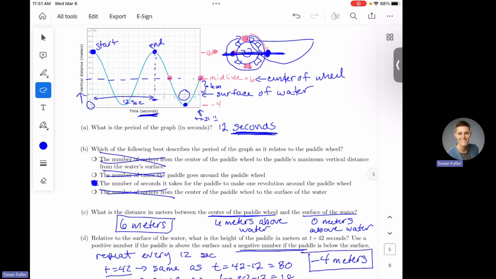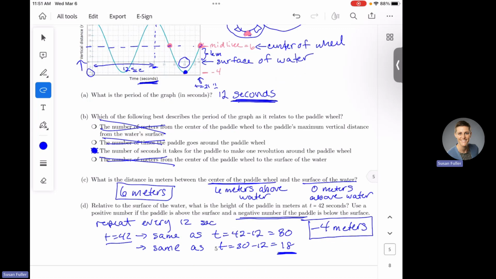We're at -4 meters. So what we're doing here is we're using that idea of coterminality to say, oh, this is at the same spot as we were if we went back a period. And our period repeats every 12 seconds. So that's why we're subtracting this 12. We're basically doing our coterminal angles, but it's every 12 instead of every 2 pi. So we're subtracting that 12 to figure out where we came from. Okay. I hope that helps with this one.